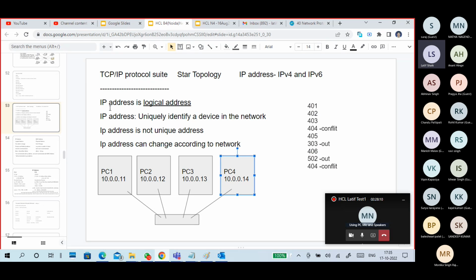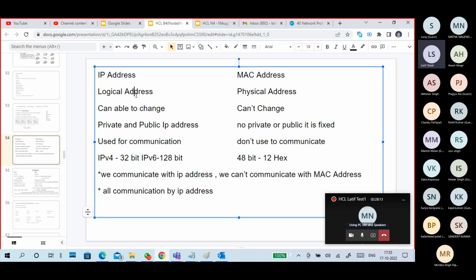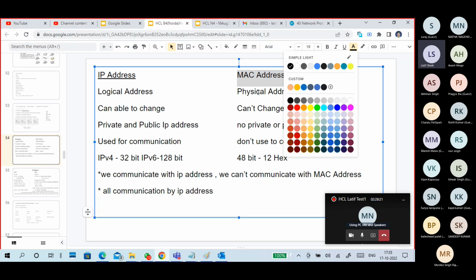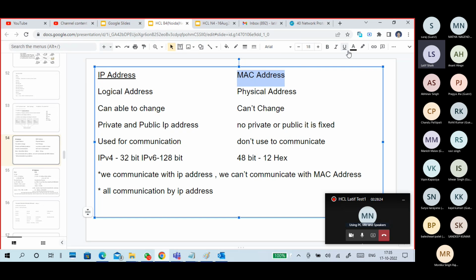So this is about your IP address, and one more topic is the differences between IP address and MAC address. What is an IP address? A logical address. What is a MAC address? A physical address. Logical address and physical address. An IP address can be changed, either manually or automatically. But once a MAC address is given, we cannot change it. Who gave it? The manufacturer of the NIC gave the MAC address, so we cannot change it.